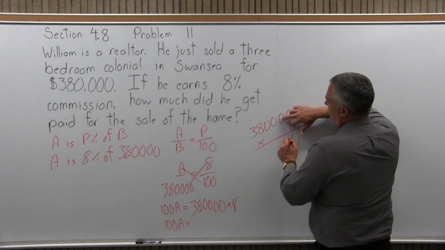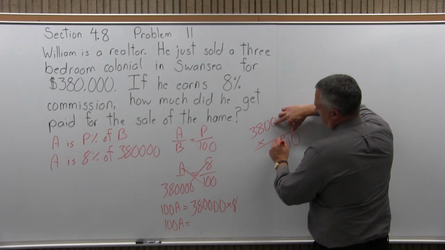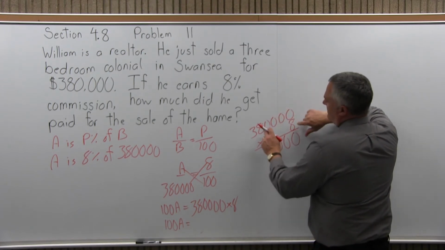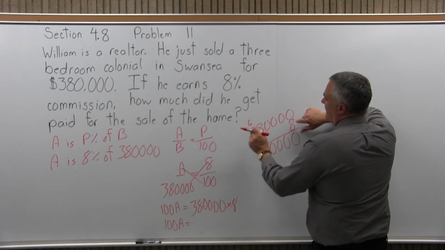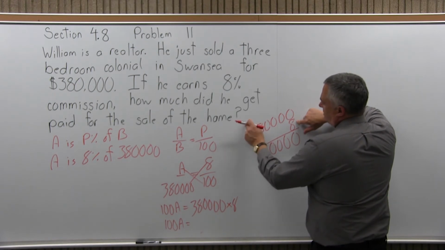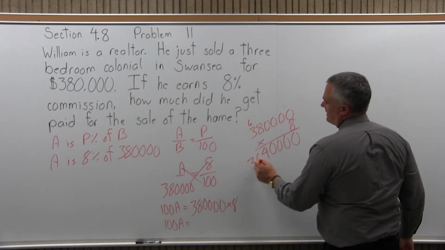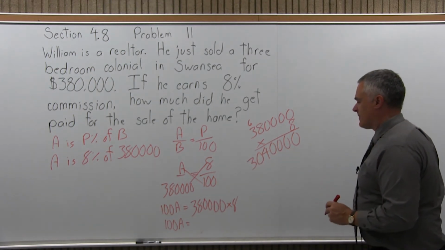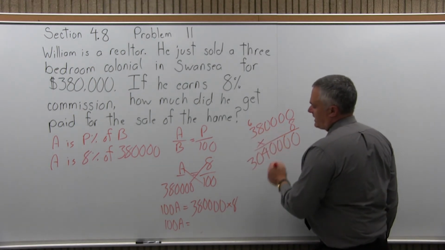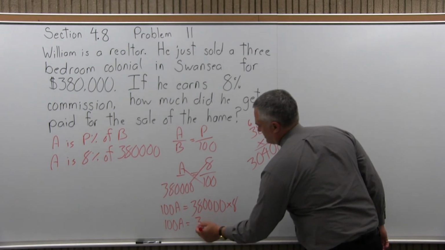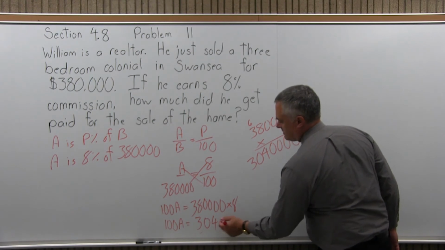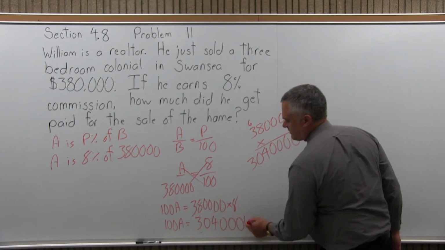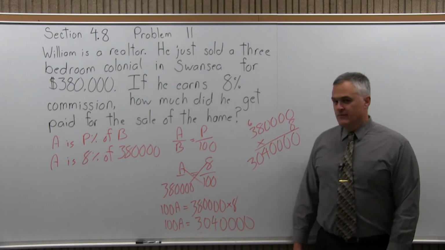8 times 0 is 0, 8 times the next 0 is 0, 8 times another 0 is 0, 8 times 0 again is another 0. Now, 8 times 8 is 64. Write the 4, carry the 6. 8 times 3 is 24, plus 6 more that we carried, so 24 and 6 more is 30. So 380,000 times 8 is 304 and then 4 zeros like that. That's a very big number.